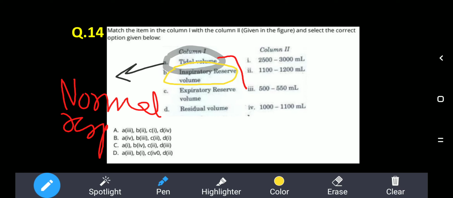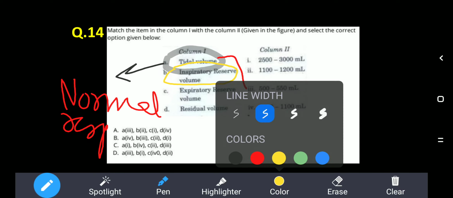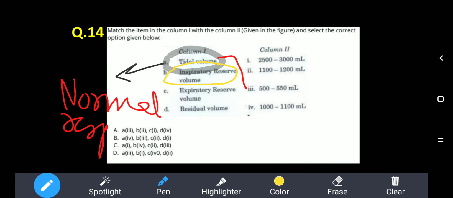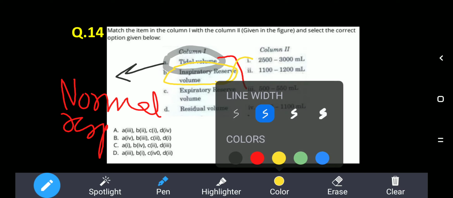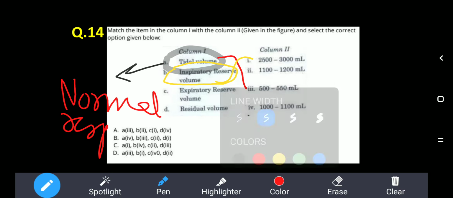Then we've got the next term, inspiratory reserve volume. In this we have additional volume of air a person can inspire by a forcible inspiration. I'm breathing heavy, I'm taking in more oxygen. That is, I am forcefully inspiring the volume, taking the air inside forcefully. So this is the additional volume of air that the person can take inside the lung, and the value is somewhere around 2500 to 3000 ml.